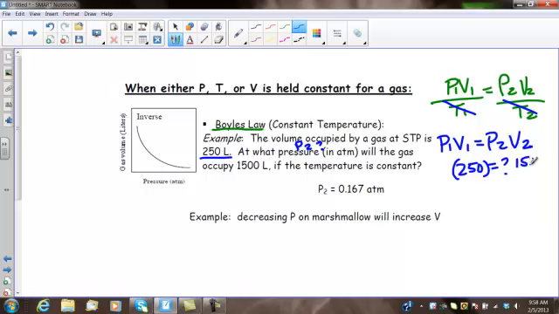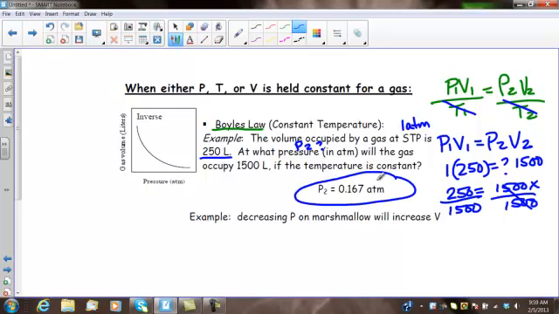So this is 1,500. My standard pressure has to be in atmospheres, so standard atmospheric pressure is 1 ATM. So I have 1 times 250 equals 1,500x, basically. So 250 equals 1,500x. I divide both sides by 1,500. These cancel, and I'm left with 0.167 ATM.